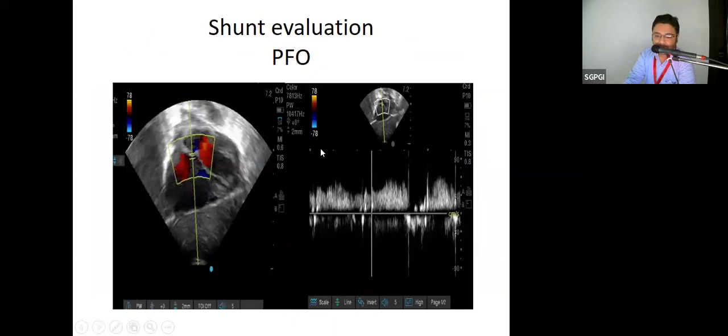So this is the shunt. This is about the shunt evaluation at the level of the PFO. Usually the direction is from left to right, but in cases where the pulmonary pressures are high, with increased pressure, the shunt evaluation at the PFO would be right to left.